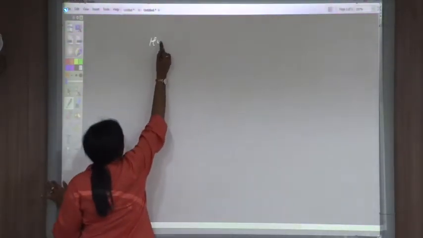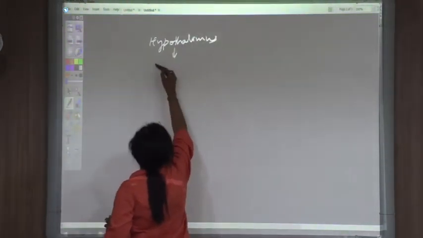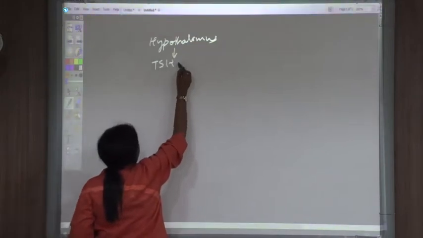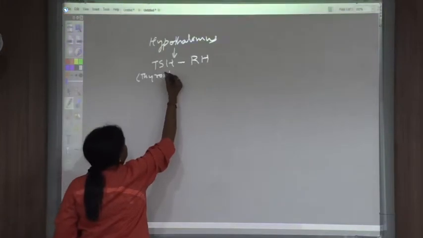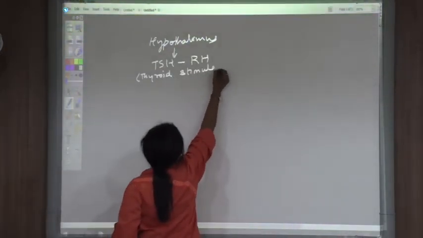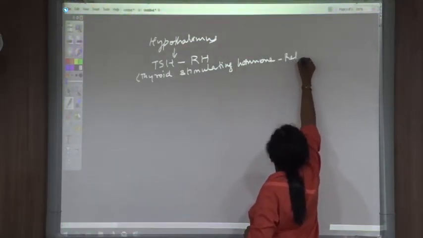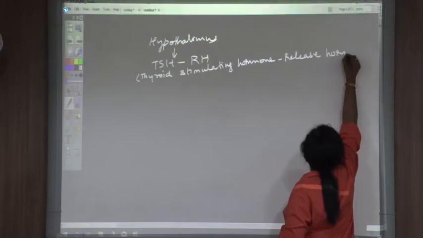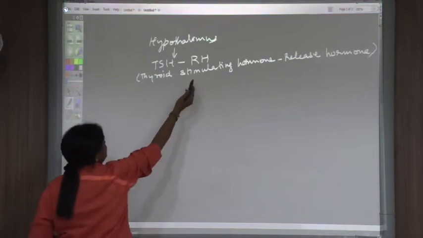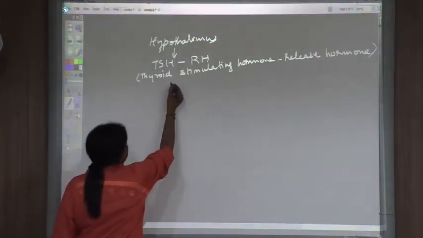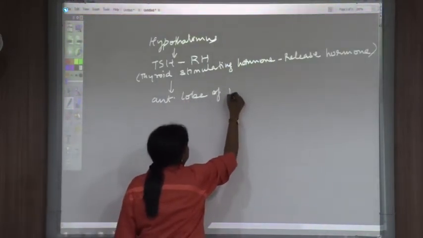So now let's talk about how the hypothalamus will be releasing the hormone and how it will be affecting different organs. Now the hypothalamus, which we say is the supermaster gland, will be releasing, suppose, a hormone TSH-RH. This is thyroid stimulating hormone releasing hormone. Now this will be going and affecting the anterior lobe of pituitary. Now this goes via the hypophyseal portal system.